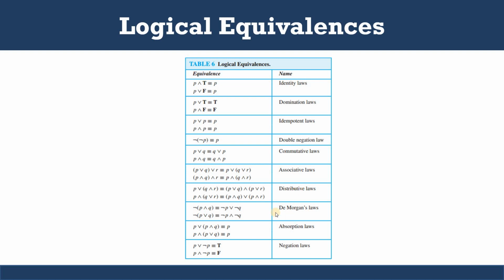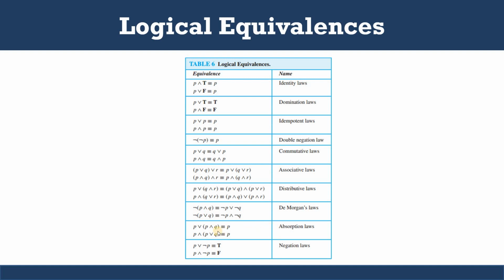De Morgan's law says that what happens when we negate a conjunction between two propositions, and also what happens when we negate the OR operation between two propositions. So the negation of the conjunction of two propositions is equivalent to the disjunction of the negation of two propositions, and according to the same law, the negation of the disjunction between two propositions is equivalent to the conjunction of the negations of two propositions. So this is De Morgan's law.